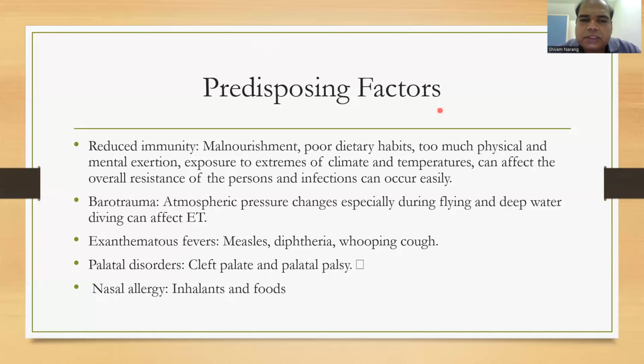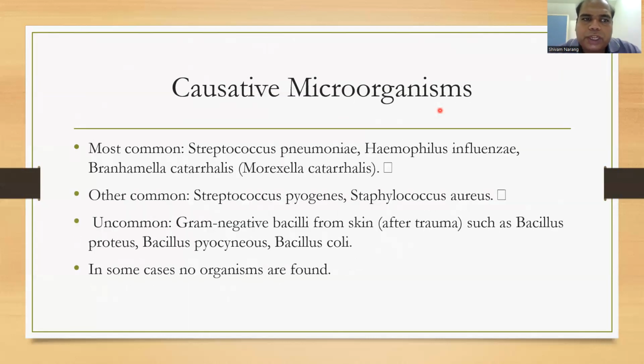Exanthematous fevers like measles, diphtheria, and whooping cough also cause acute otitis media, as they cause inflammation of the eustachian tube. Palatine disorders, cleft palate, palatine palsy, all lead to opening of the eustachian tube in the lower nasopharynx, and this can lead to ascent of infection easily. Nasal allergy: in nasal allergy, there is increased secretion of mucus in the nasal cavity, which in turn can ascend through the eustachian tube containing bacteria.